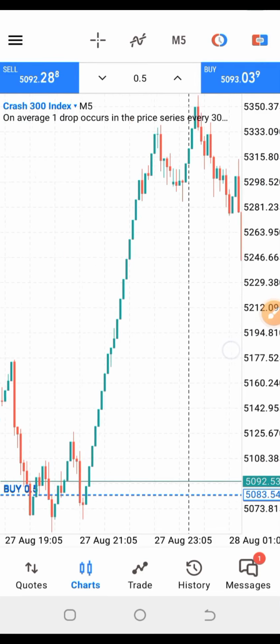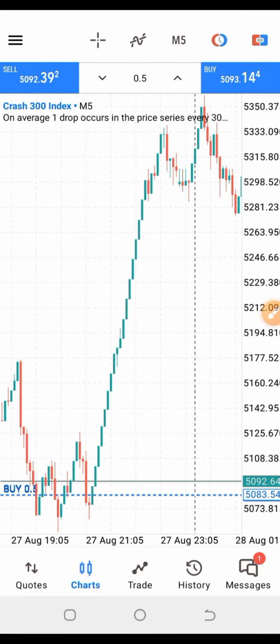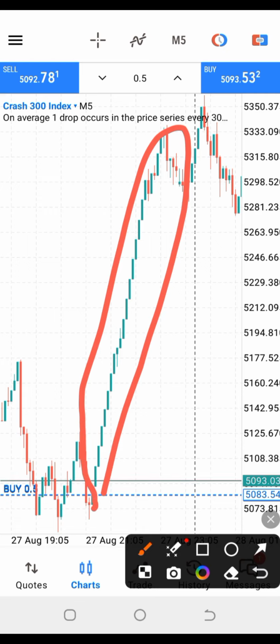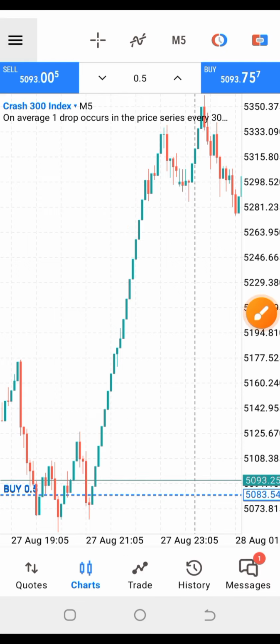Yes, this is the smart money way to trade Boom and Crash. First of all, you look for an immediate move in the market. That is, if you are trading Crash, you look for immediate long-time buying in the market, and if you are trading Boom, you look for immediate long-time selling in the market. Then, what are you going to do?